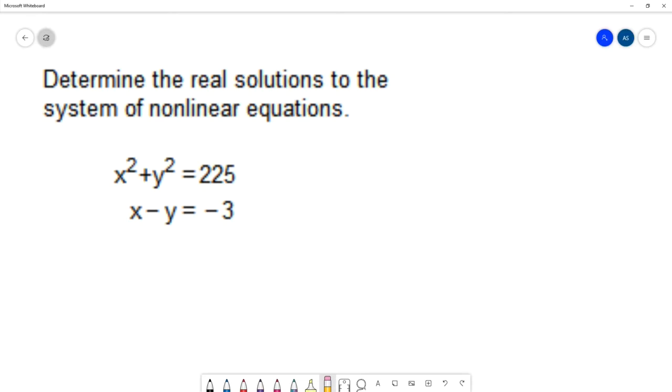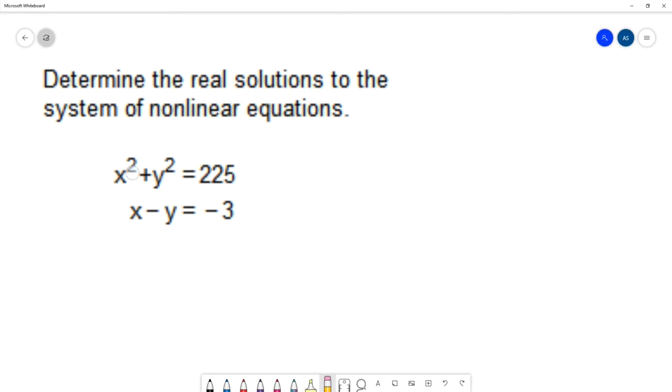And as I look at this example, it looks like we won't be able to use the elimination method, only the substitution method. So I'll explain why in just a few moments. But before we get started, I like to draw a quick sketch of each equation to get an idea of how many solutions I expect to get.